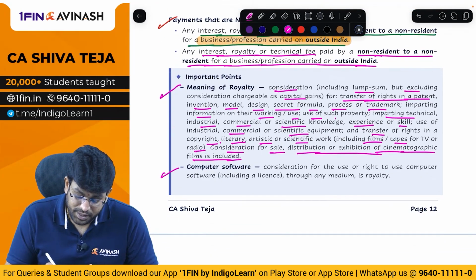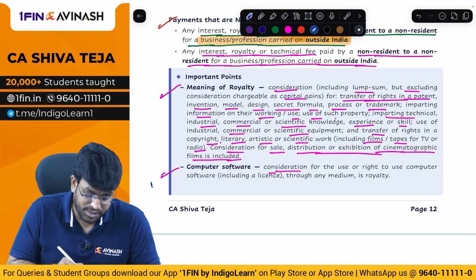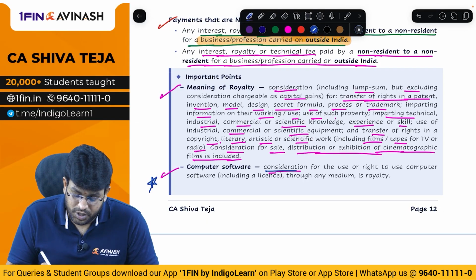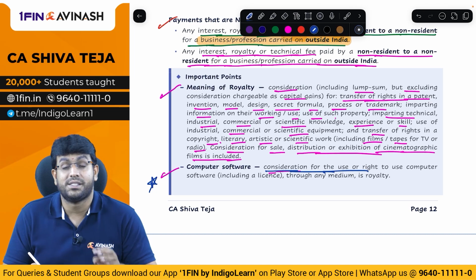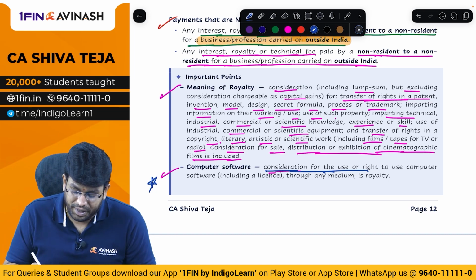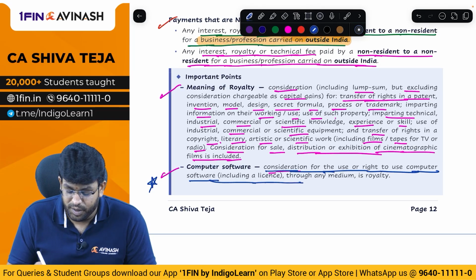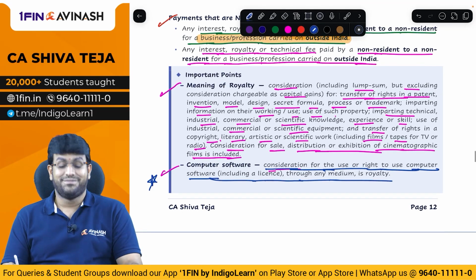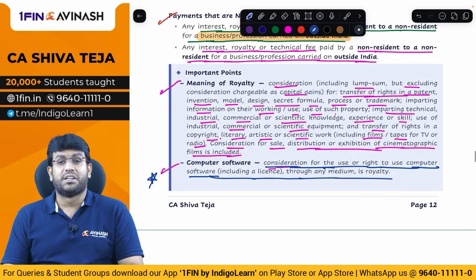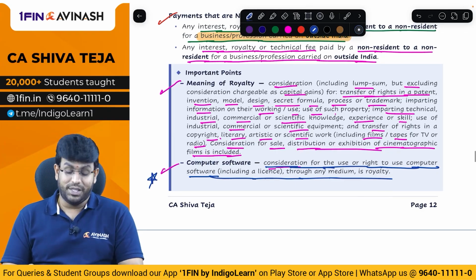Computer software, consideration, this is important, please see that. Consideration for use or the right to use computer software including a license through any medium is also royalty. Consideration for use or the right to use computer software, that is also regarded as royalty, my dear friends.